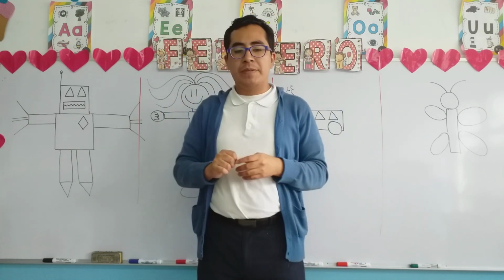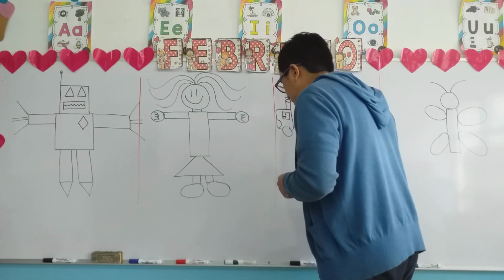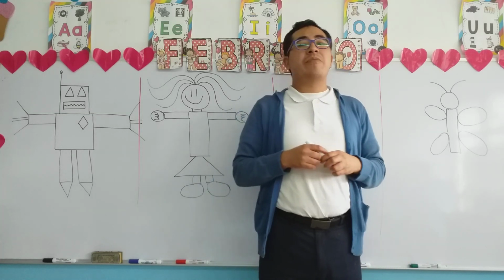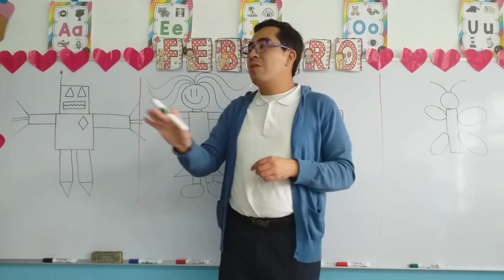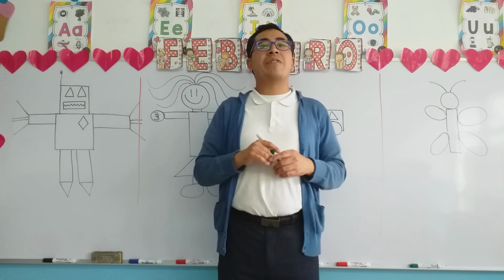So, for robot, let me use color green. What geometric shapes can you see, can you note that appear right here?